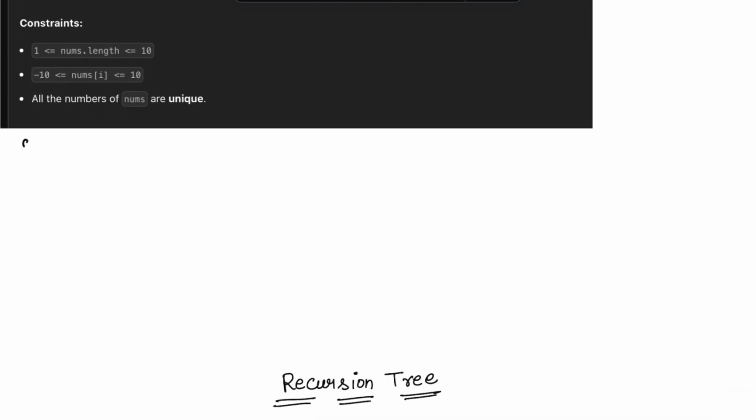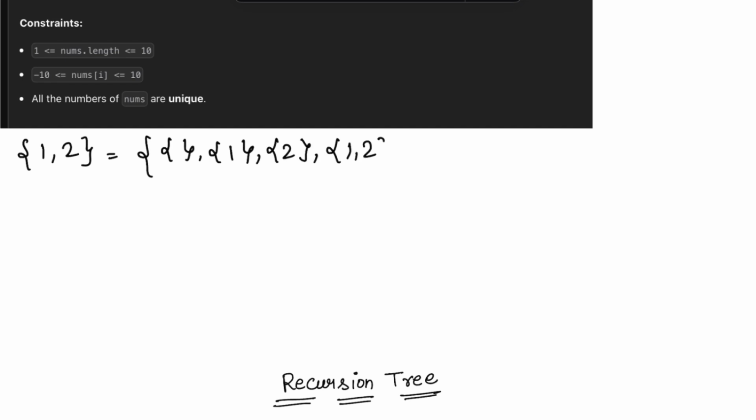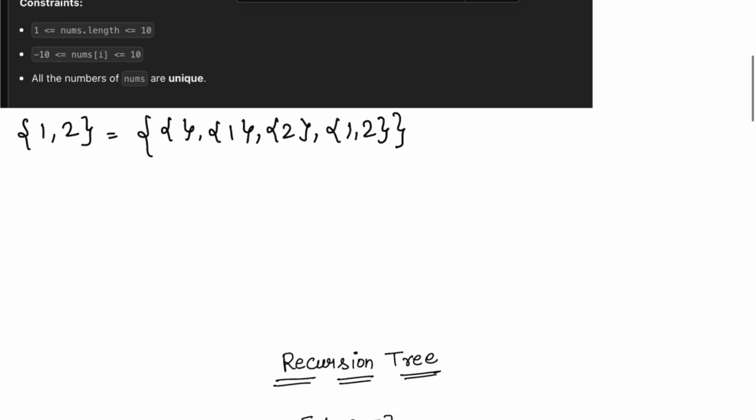Let's assume our set contains only two elements, 1 comma 2. Then the possible subsets are either the empty set, or take 1, or take 2, or take both of them, 1 comma 2. This is how we find the subsets of 1 comma 2.